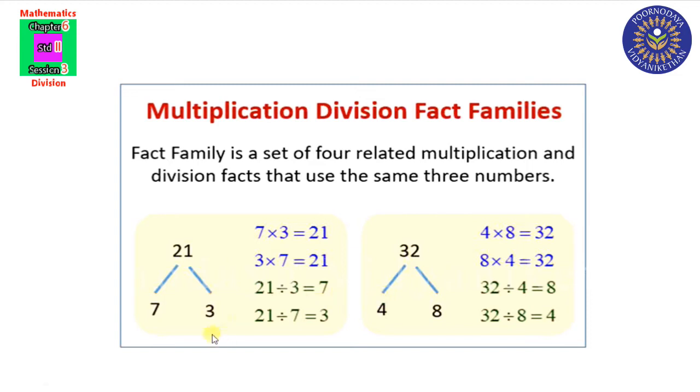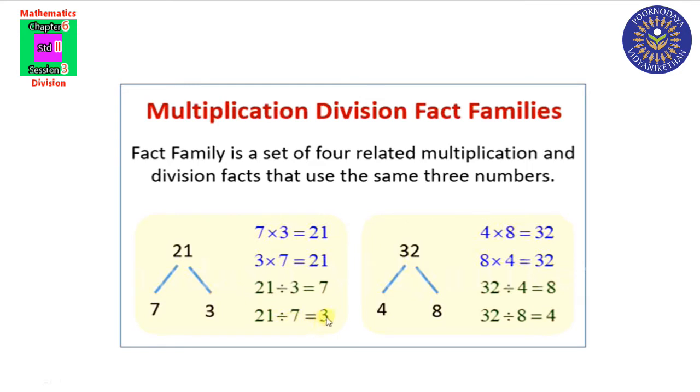See, one more example, 21, 7 and 3. We know 7 threes are 21. By using these 3 numbers, we can write 4 facts. 7 into 3 is equal to 21. 3 into 7 is equal to 21. 21 divided by 3 is equal to 7. 21 divided by 7 is equal to 3.